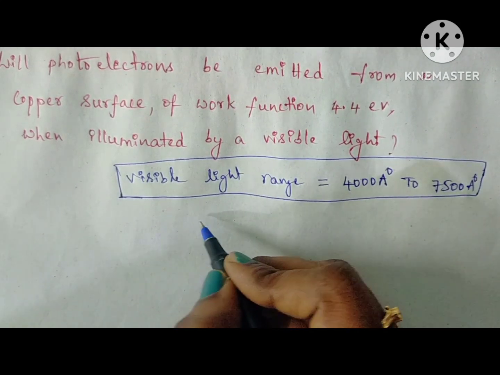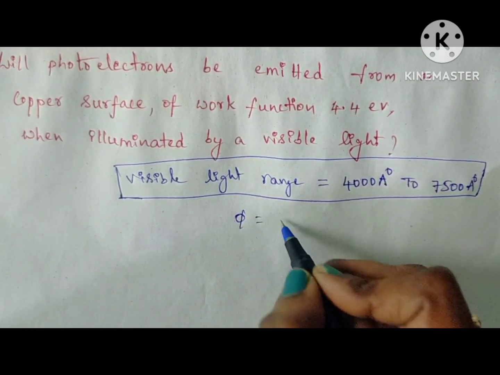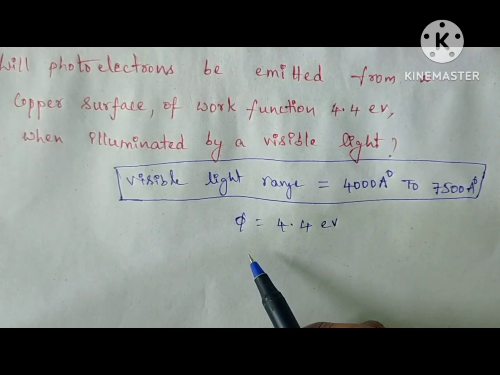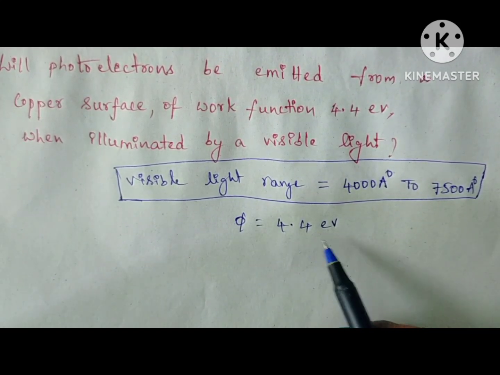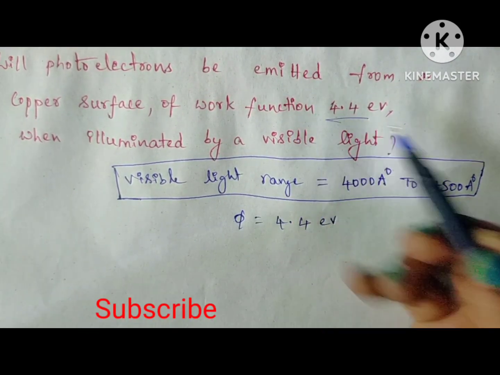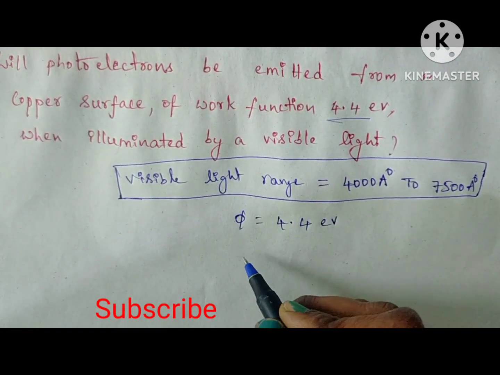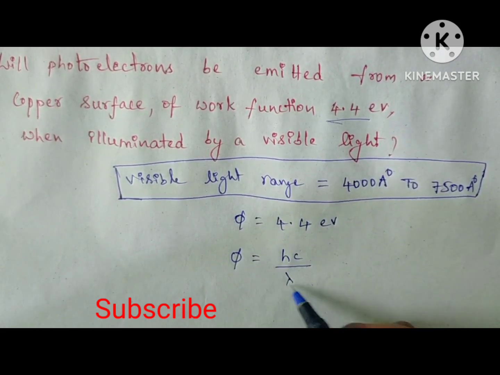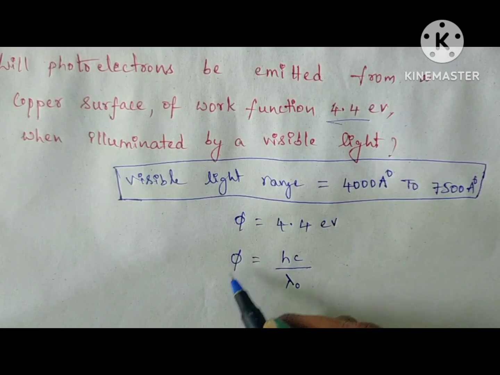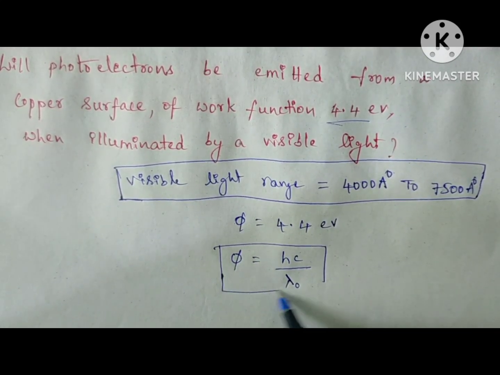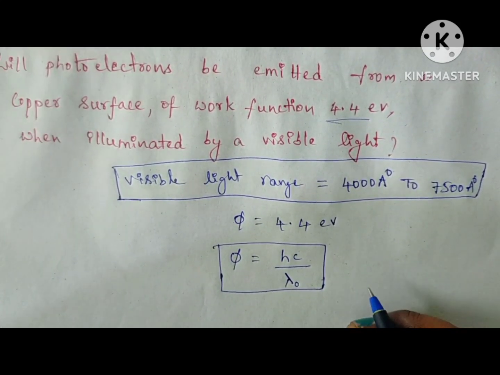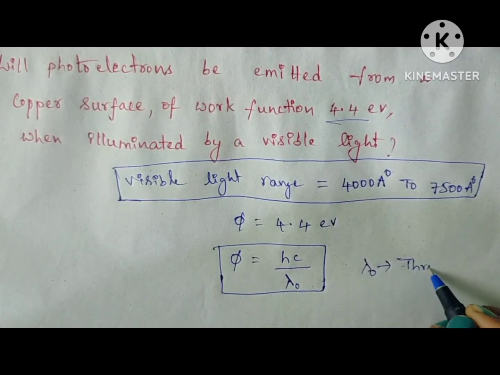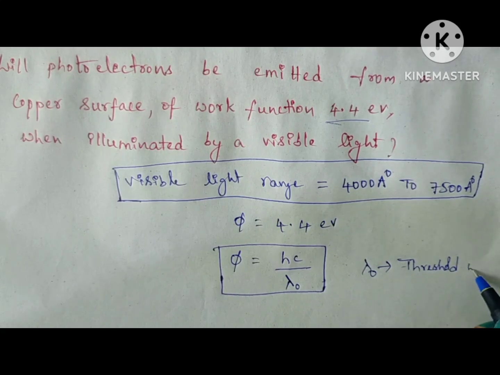They have already given the work function is 4.4 electron volts. Here the work function is represented by the letter phi, that is 4.4 electron volts. So we already know that the formula is work function is hc by lambda. Here we are taking lambda as lambda naught. Lambda naught is nothing but the threshold wavelength.